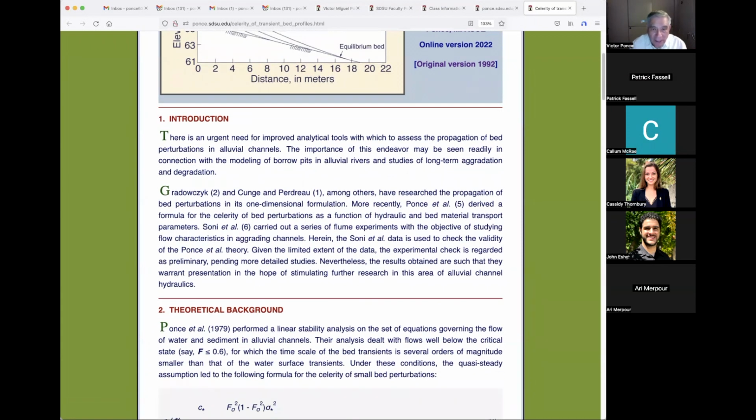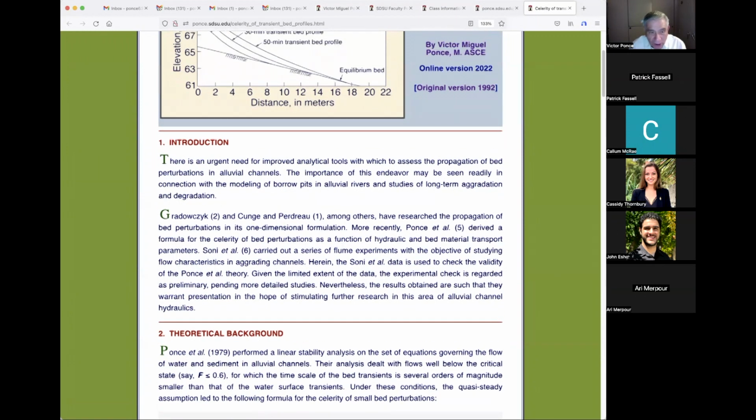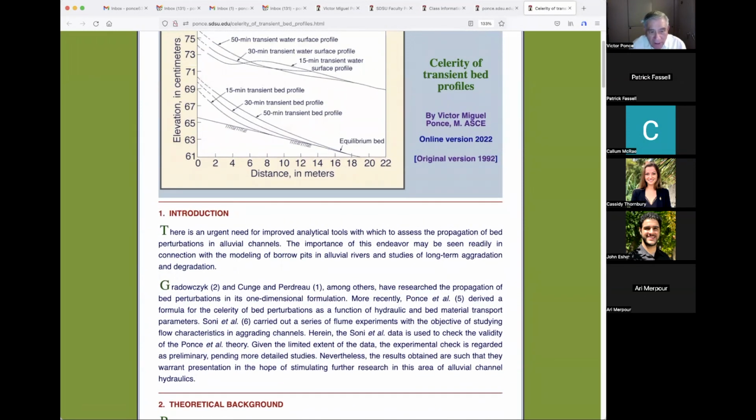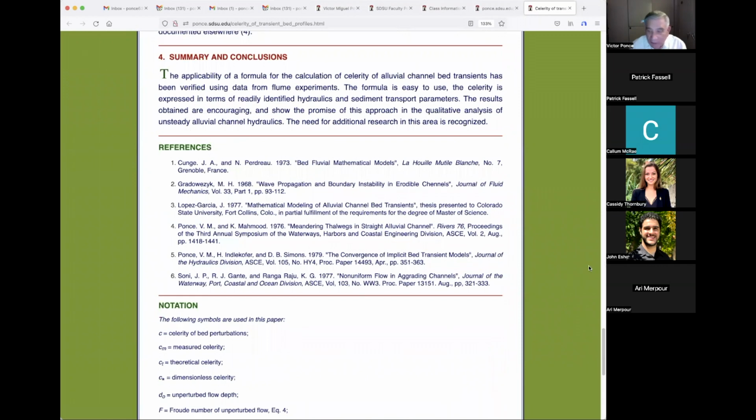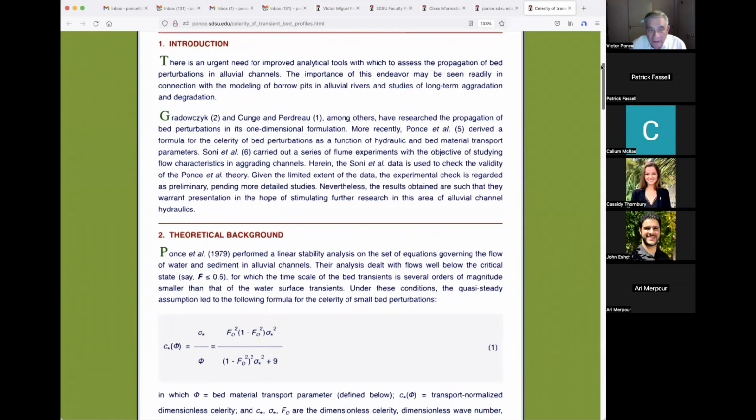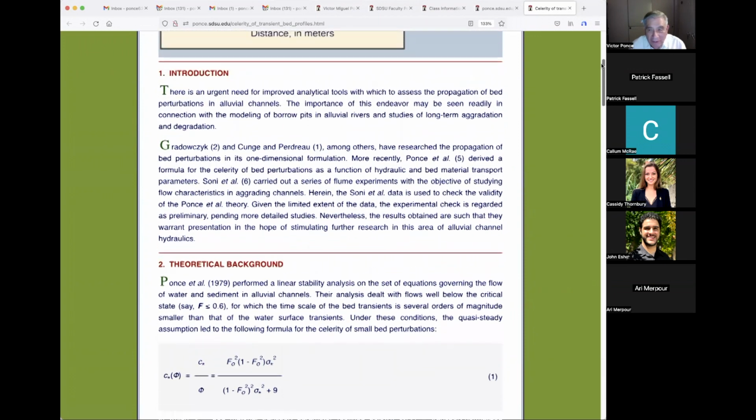So anyway, what we're doing in this paper is that we are taking our own formula and testing it with Sony's data. Who is Sony? Sony, I believe he was a gentleman working out of India, maybe a professor. We would have to look at the reference. Let me just check this. No, I don't have a link. I should, but I don't, because I have most of my references clickable.